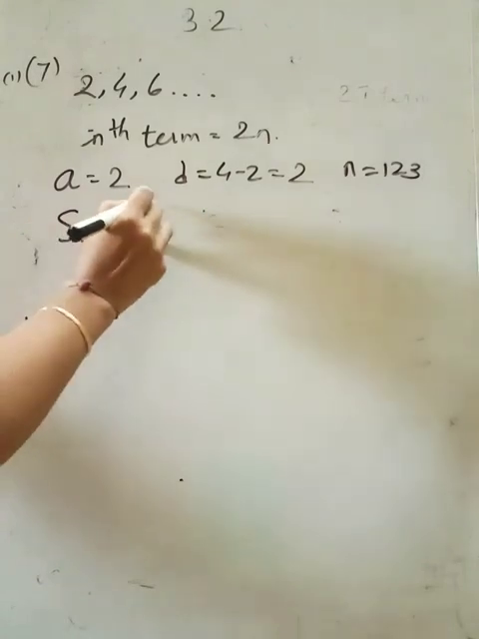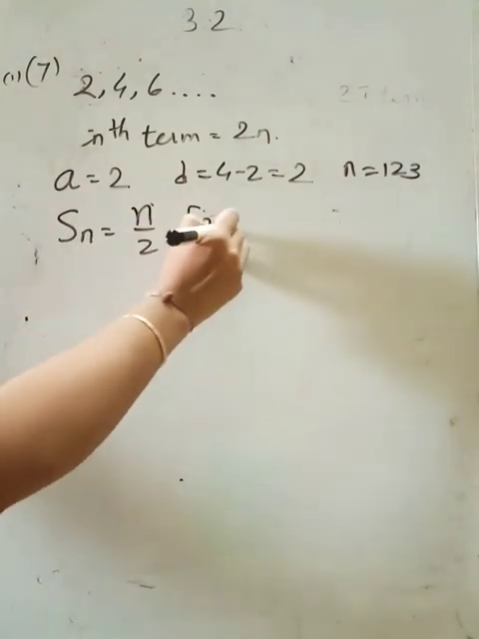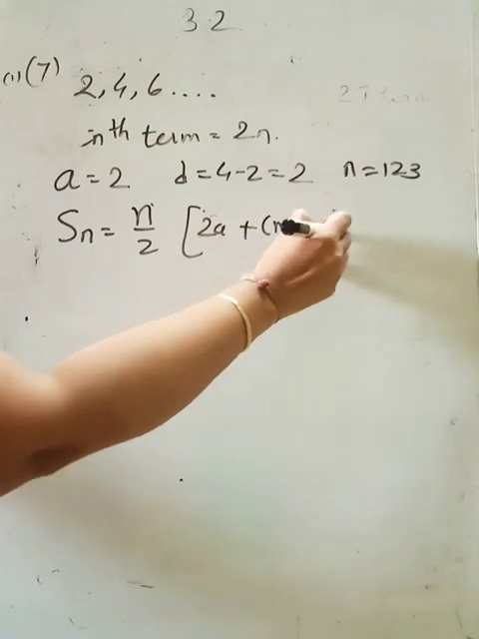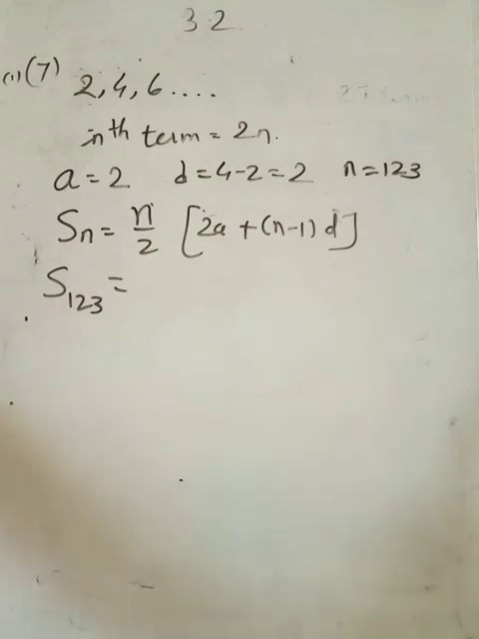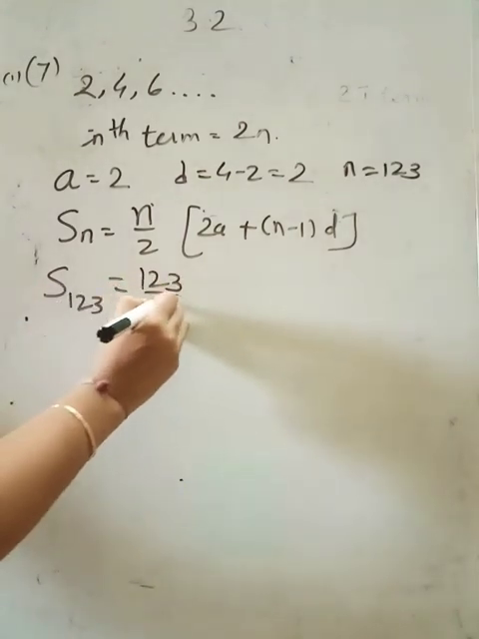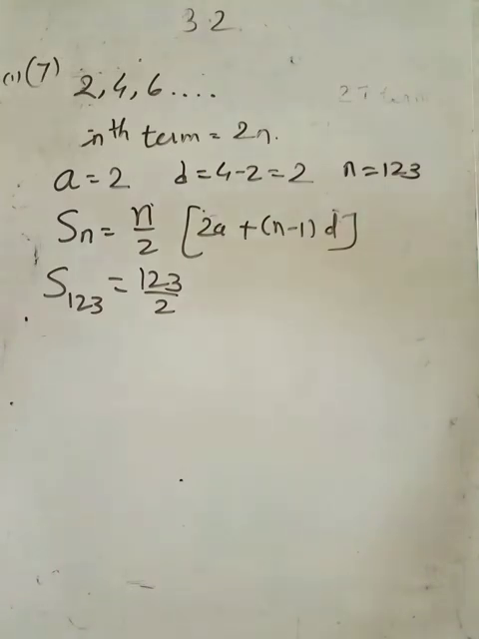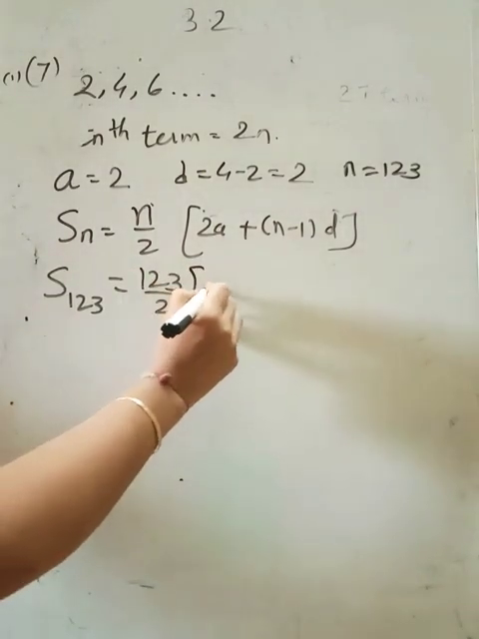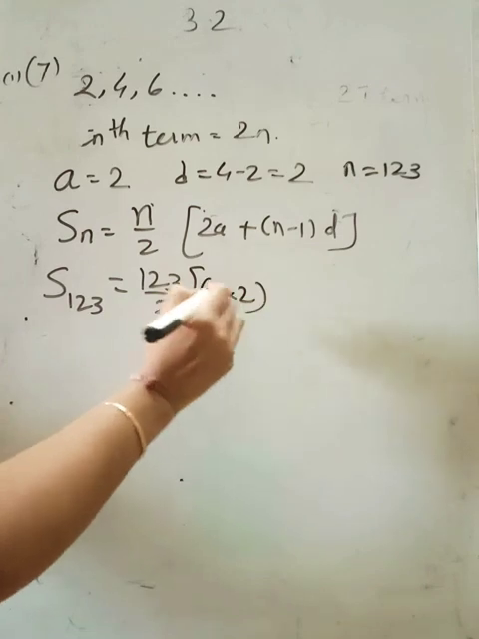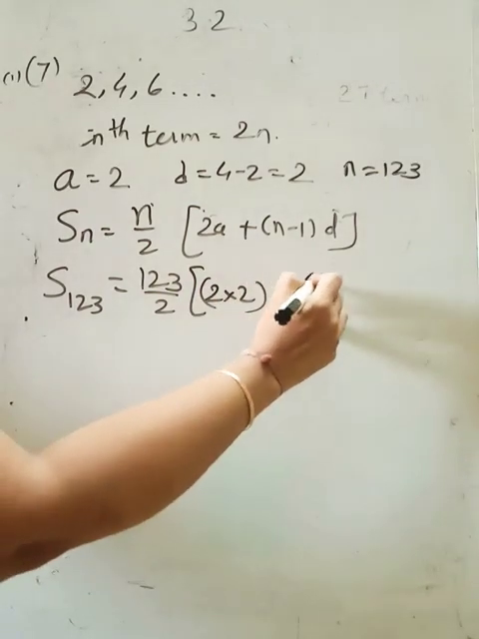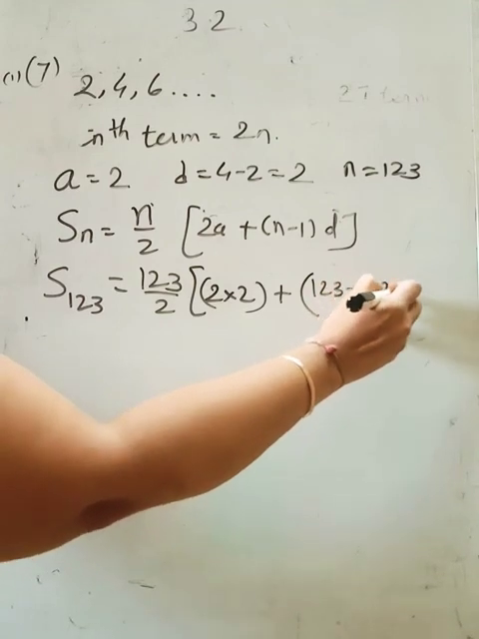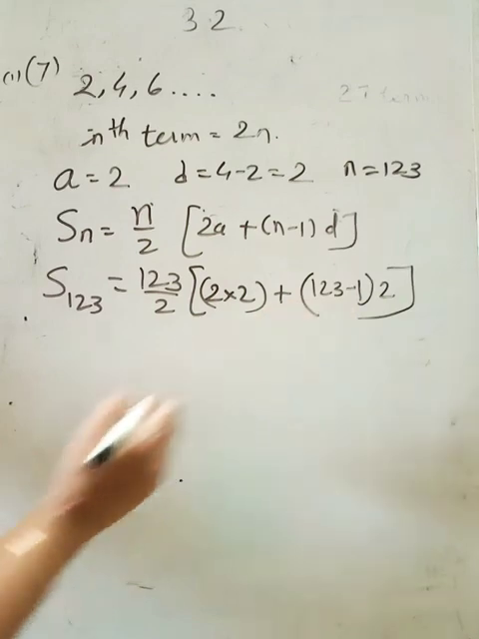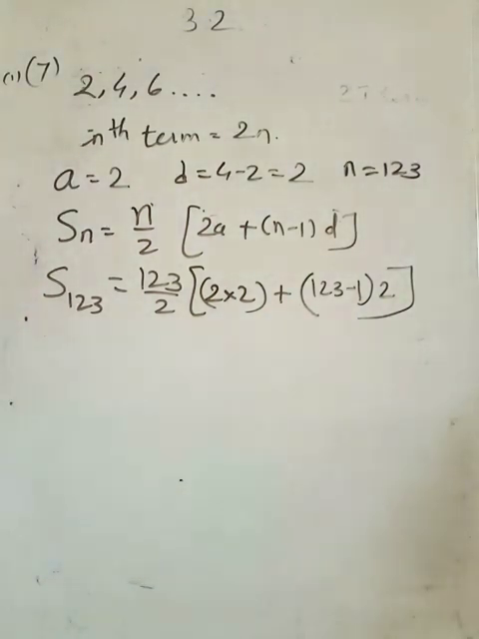So Sn is equal to n upon 2, 2a plus n minus 1 into d. So S123, we have to do up to 123. So what will it be? 123 upon 2. Then in the bracket 2 into 2, this is the first. Now plus 123 minus 1 into the common difference, which is 2. Correct? So substitute properly and do the calculation. Definitely you will get the answer.